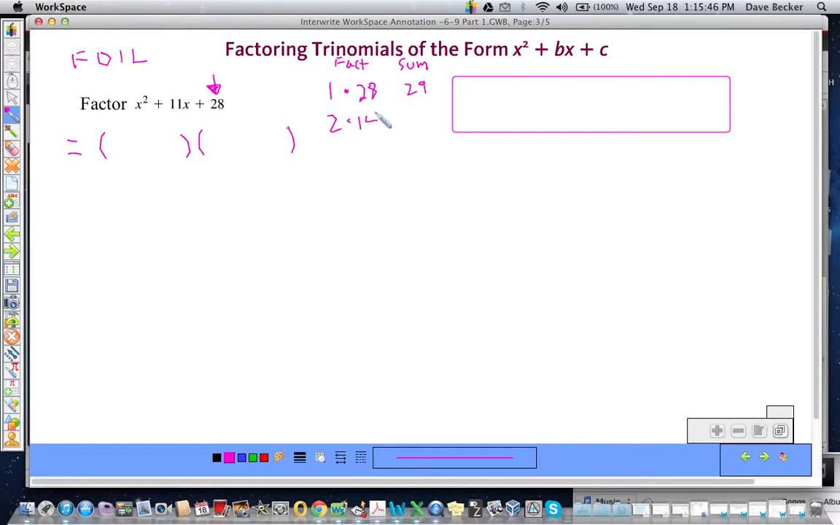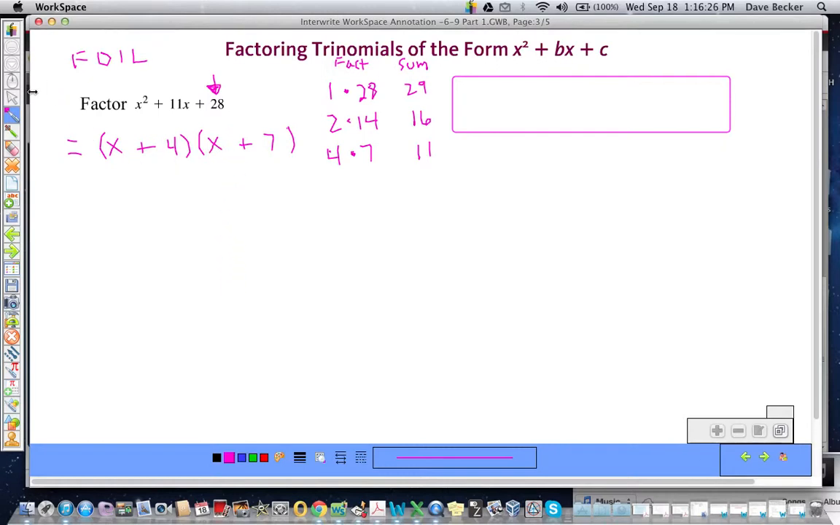2 times 14 is 28. 2 plus 14 is 16. Still out of luck. Let's see. 3, that's not going to work. 3 times nothing is 28. What about 4 times 7? 4 times 7 is 28 and adds to 11. Booyah! All right, so I can use positive 4 and positive 7. And the product of my first terms has to give me x squared. So that's easy. That's going to be an x and an x. So I have factored it.